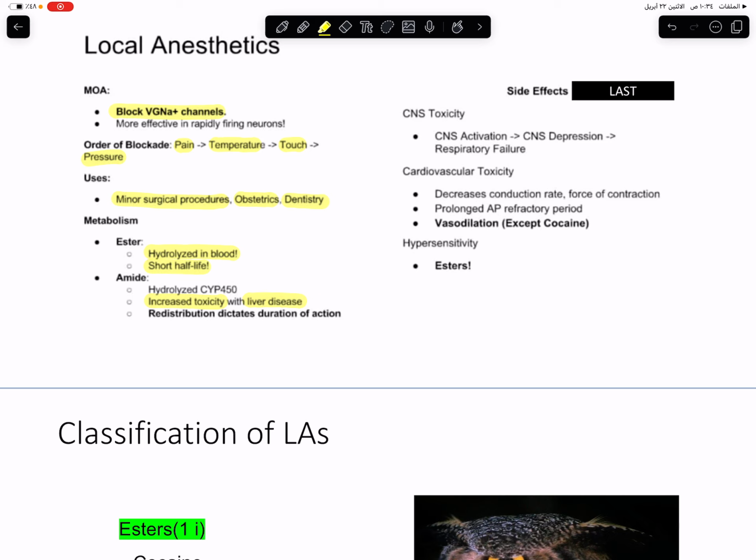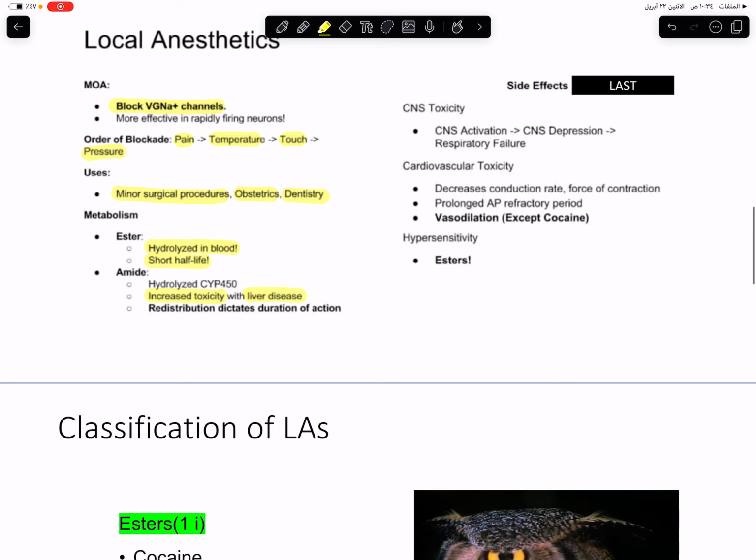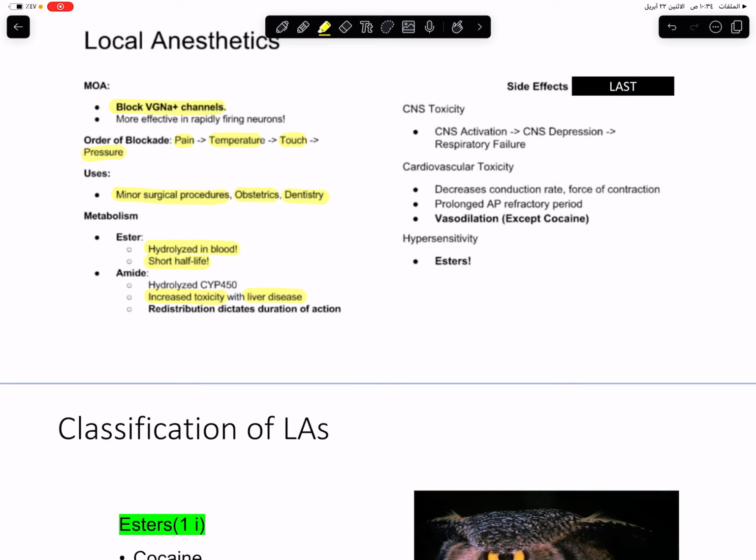Okay, redistribution dictates the duration of action. Redistribution means that it goes from the liver to the body, different systems, and that increases or decreases the duration of action. That is directly related to the dose of the drug.